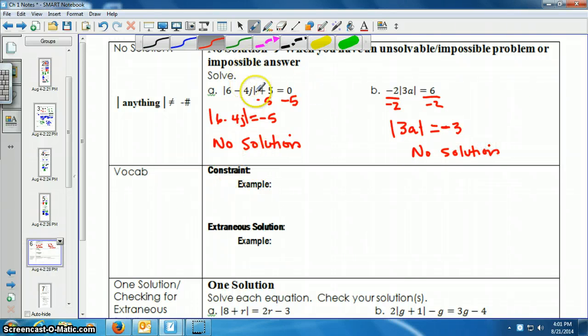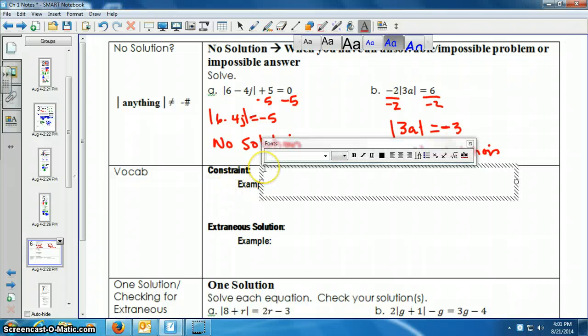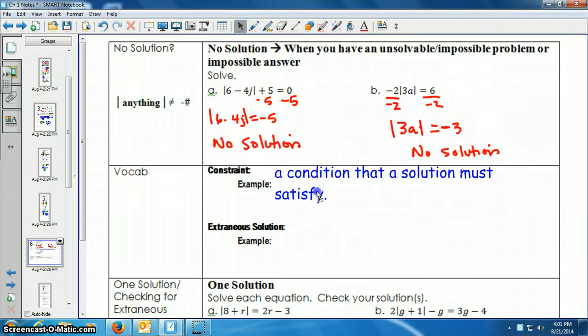All right, what is a constraint? Well, we won't get too much into the definitions. If you want to write them, you'll understand once we do an example below, but it's a condition that a solution must satisfy. And we'll look at an example below. An equation could be viewed as a constraint in a problem situation.